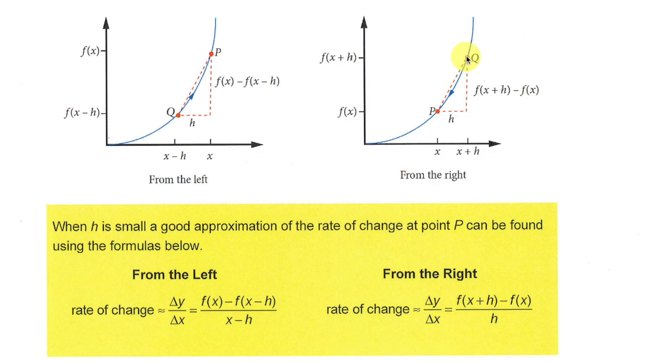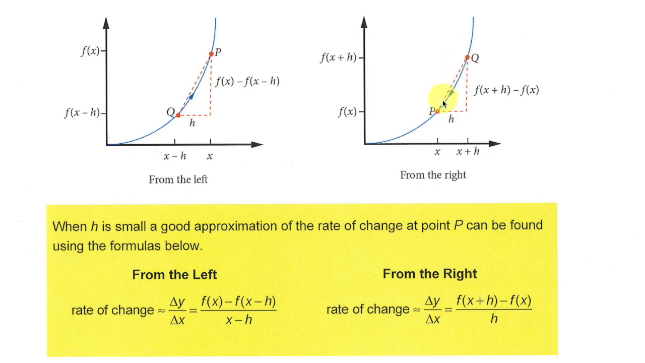So here's point Q. Again, I know that if I can calculate the gradient of that secant, it's going to be approximately the same as the gradient of the tangent line. So therefore, the gradient of this secant is going to be approximately equal to the instantaneous rate of change at point P.